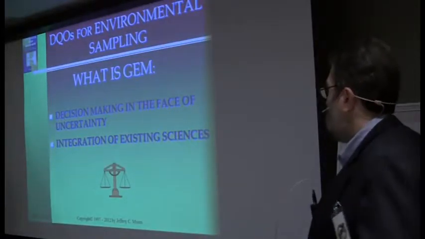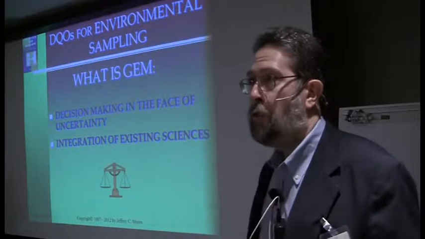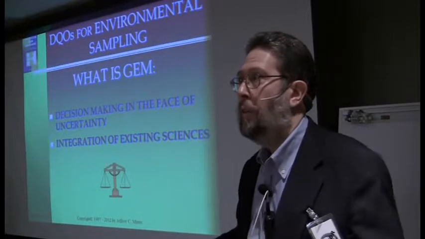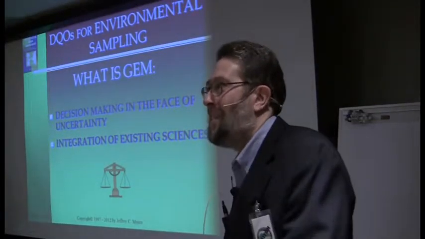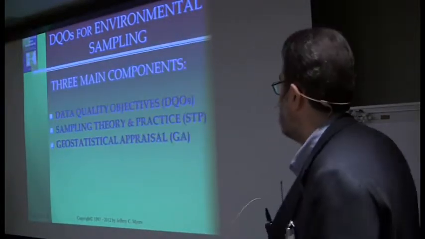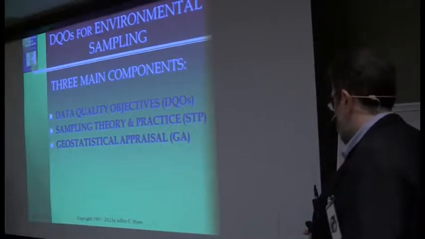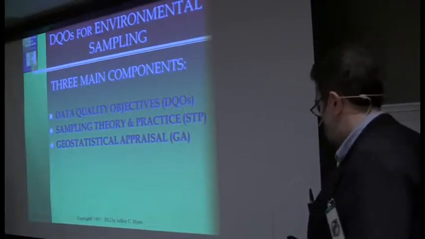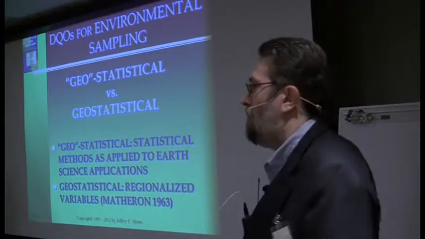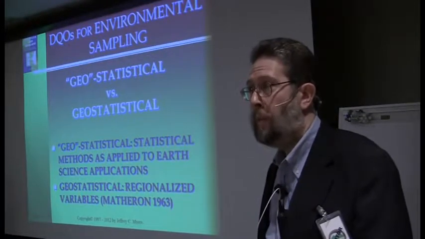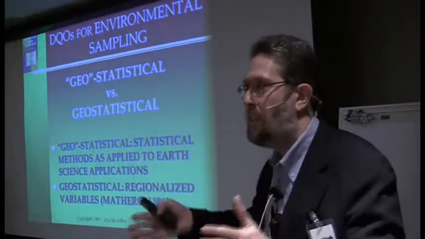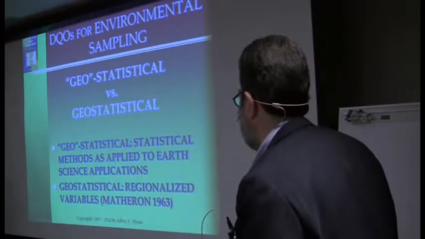Okay, again, GEM is about making decisions in the face of uncertainty. I started in the mining industry, and they had to mine ore with uncertainty. Is it really ore, or is it really waste? Okay, they have the same kind of problems we do. Is it high value? Is it low value? Okay, in terms of concentration. GEM uses 3 things: data quality objectives, sampling theory, and geostatistical appraisal. And when I say geostatistical, there are 2 types. One is the spatial, we'll talk about later this morning, and the other is sort of global geological, statistical, environmental, whatever type of statistics.